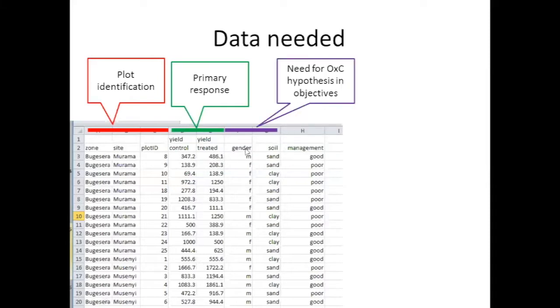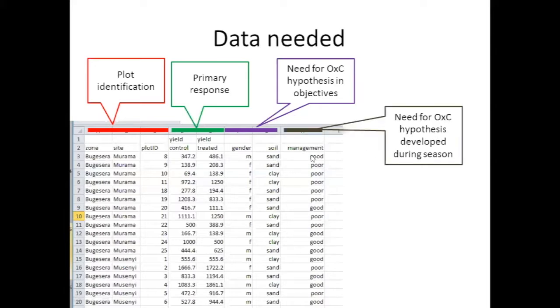Then we've got those things which we measure or record because we need them to meet the objectives: gender and the soil fertility class. Notice that the soil class here is just two classes. They're just classified as sand or clay, nothing more sophisticated than that. But there's this fourth column here, and this was the management, whether it's good or poor. And this was needed to test a hypothesis that was developed during the growing season. That was added. That wasn't in the initial plan.